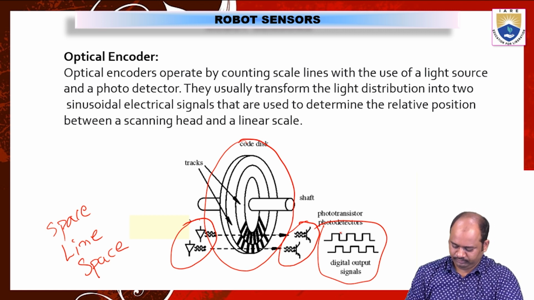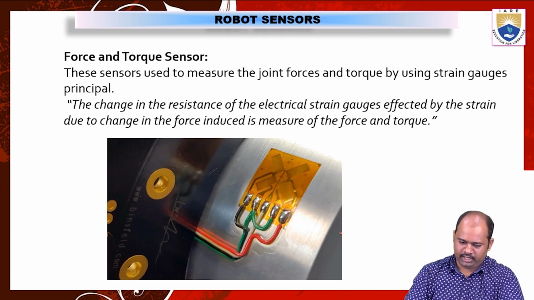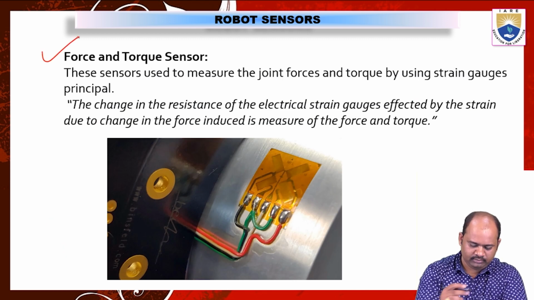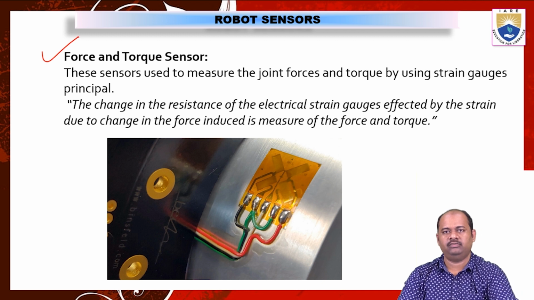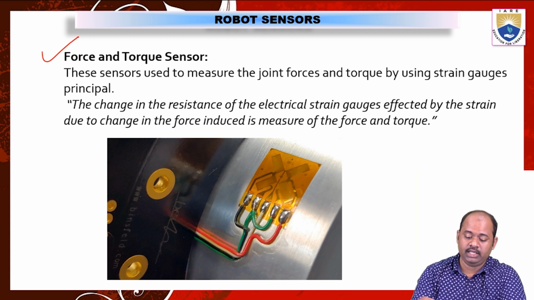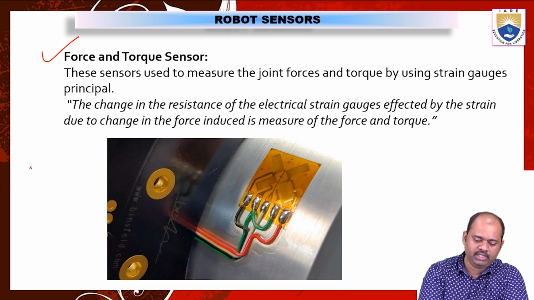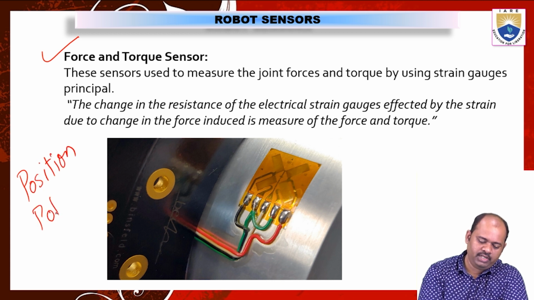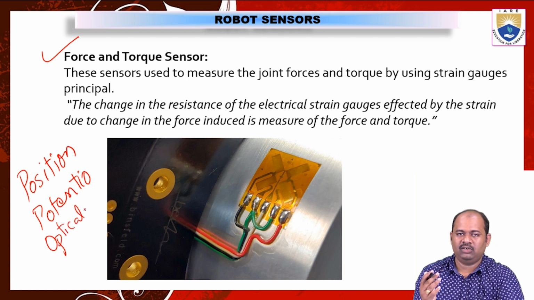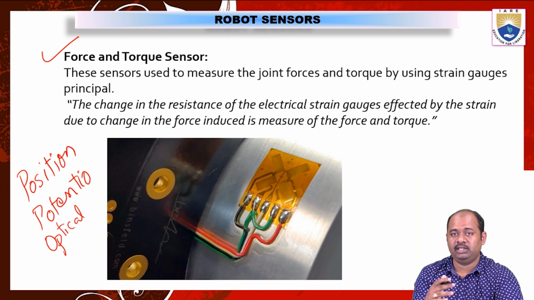Now we'll see the next kind. So this is a sensor which is used for measuring force and torque. Now see here, in the previous slides we have seen how to measure position with the help of two kinds of sensors. One is the potentiometer, second one is the optical encoder. So both are used for measuring the internal position or internal acceleration or internal velocity.